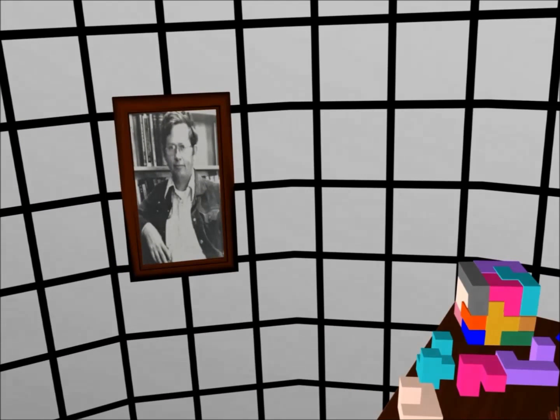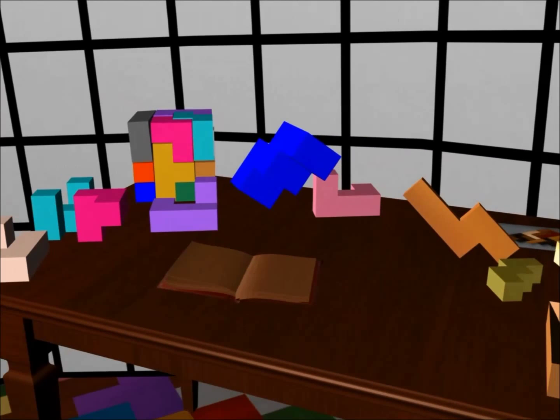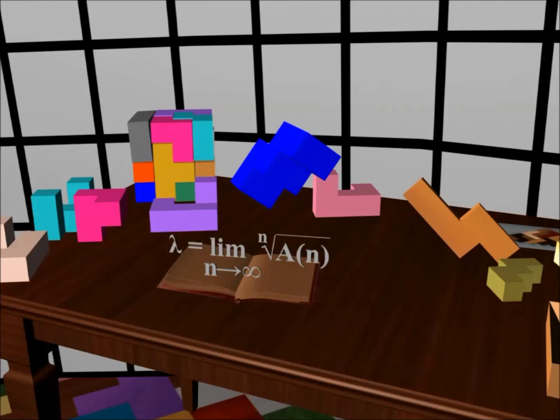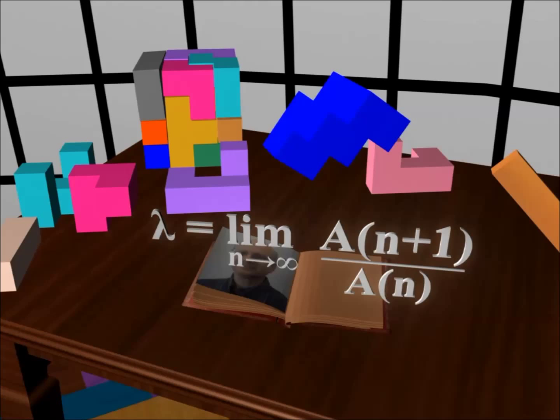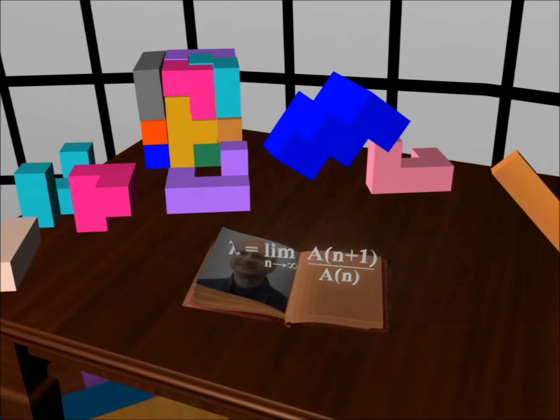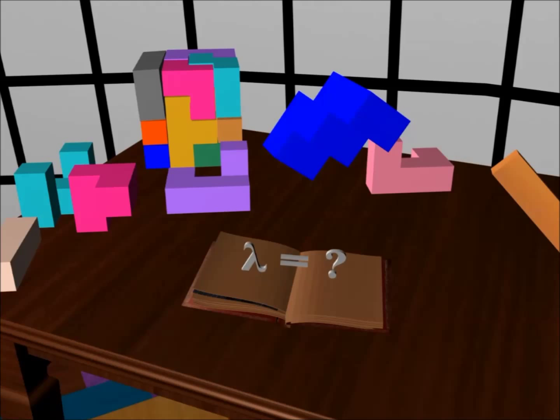In 1967, David Klarner showed that the limit exists. Lambda is known as Klarner's constant. It took three decades until Madras showed that the growth rate limit of polyominoes in the plane exists, and hence is equal to lambda. There have been several attempts to estimate lambda.